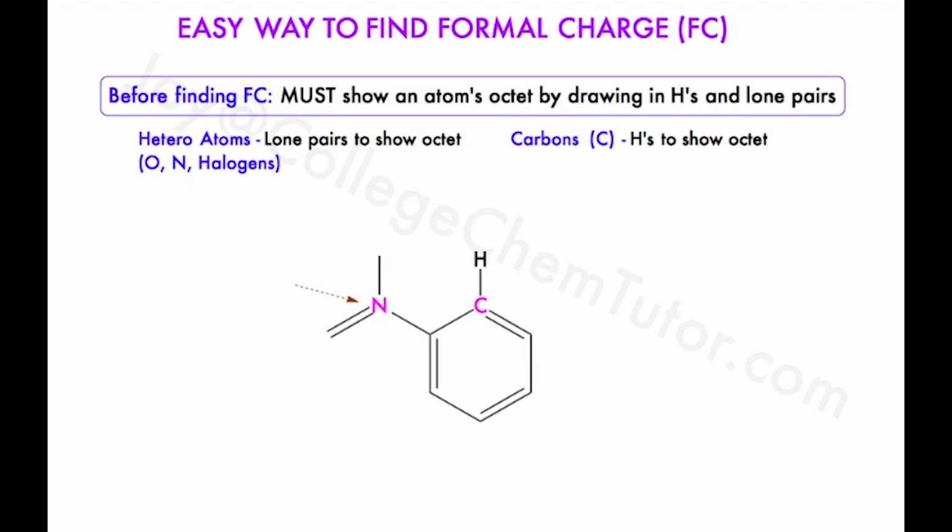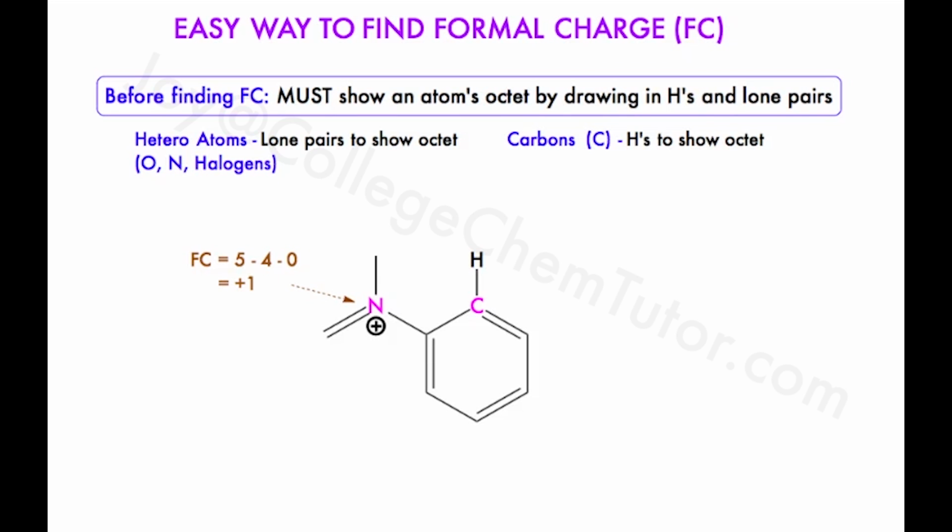Now, let's calculate the formal charge of the pink nitrogen. It has 5 valence electrons, minus 4 sticks, minus 0 dots. I'm circling the 4 sticks on the nitrogen with the brown dotted lines, and the double bond counts as 2 lines or 2 sticks. So 5 minus 4 minus 0, that would make it +1, and we would draw in the charge. For carbon, it is 4 valence electrons minus 4 sticks minus 0 dots, which gives a formal charge of 0, and by default, we don't need to write that in.